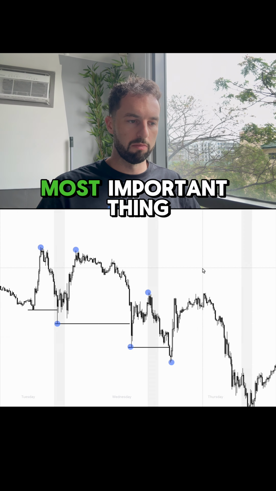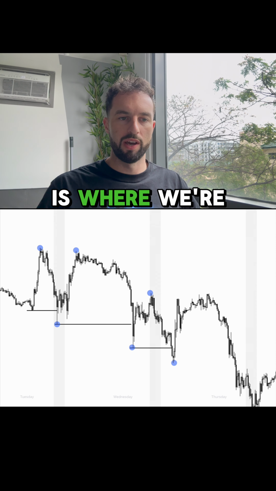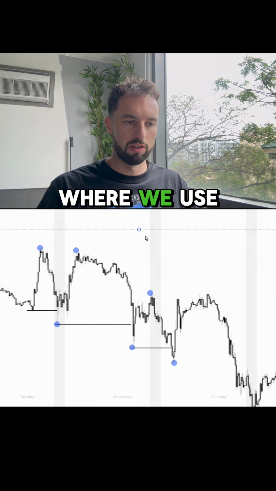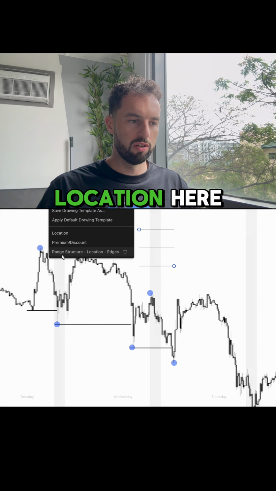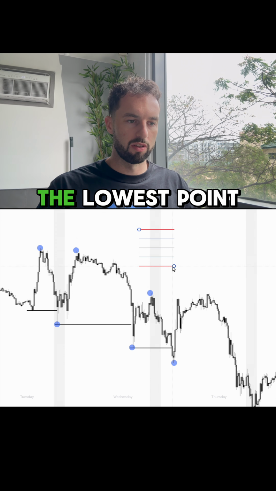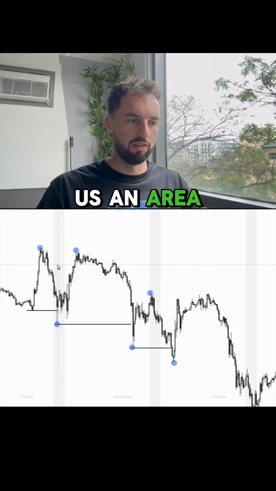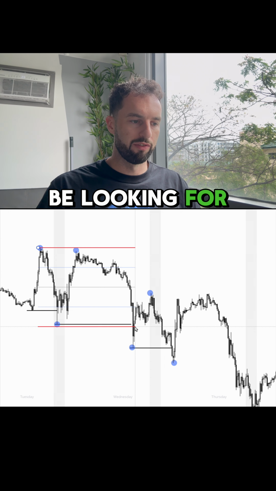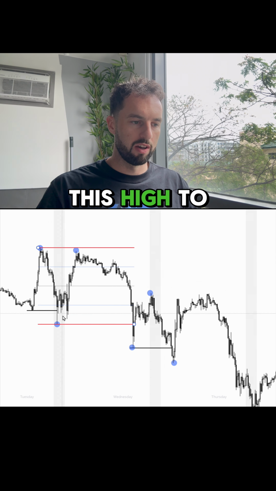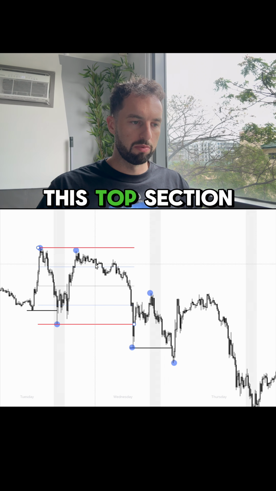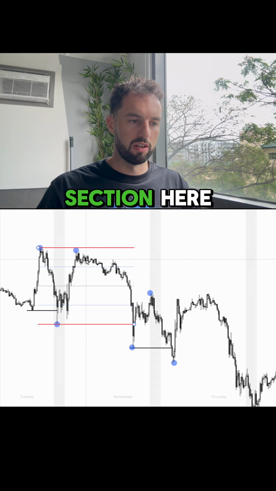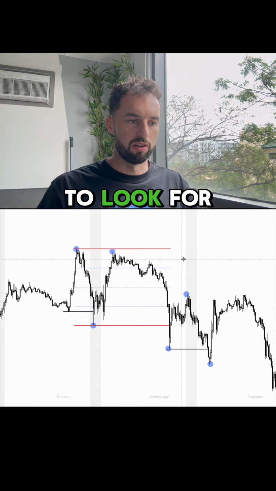Now, the next most important thing that we need to understand is where we're going to be taking our trades. And this is where we use this concept of location here. We take the highest point to the lowest point, and that gives us a general area where we want to be looking for our trades in. So if we take this high to this low, this top 25% section here is going to be our best area to look for a trade.